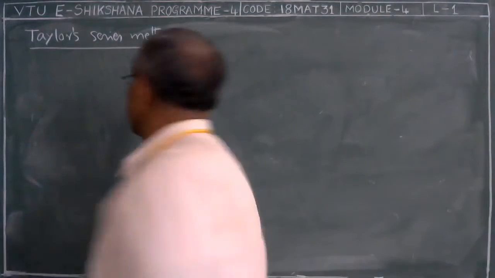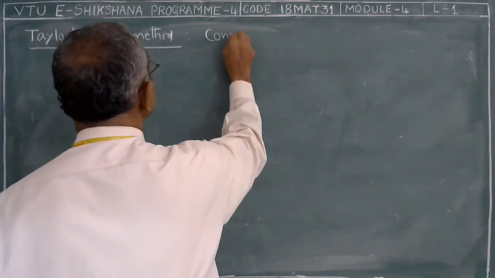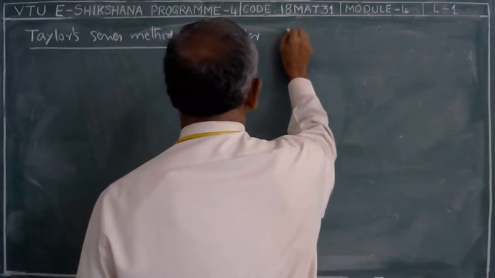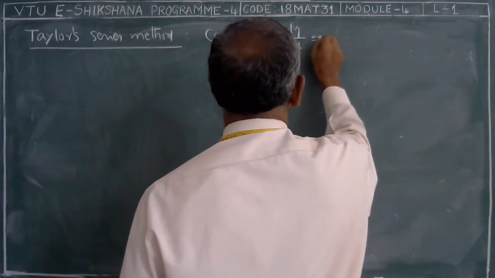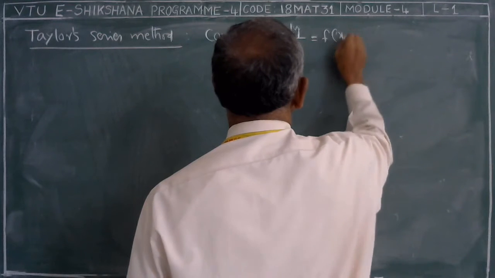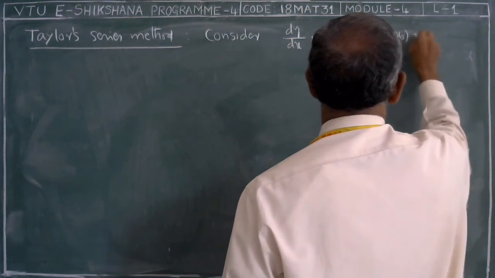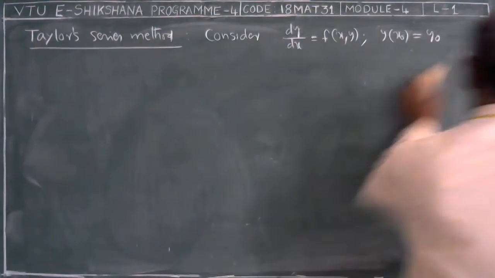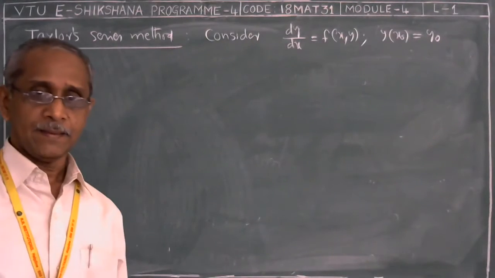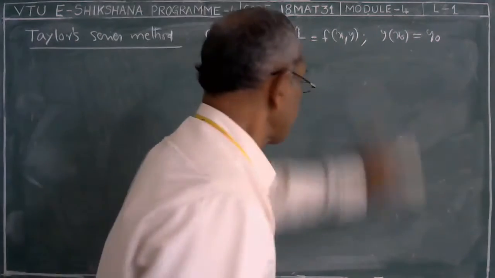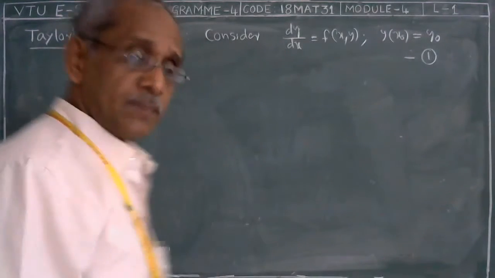Okay. So consider the initial value problem, that is, the ordinary differential equation of first order and first degree: dy by dx is equal to f of x comma y, with given initial condition y is y naught at x is equal to x naught. Call this equation number 1.